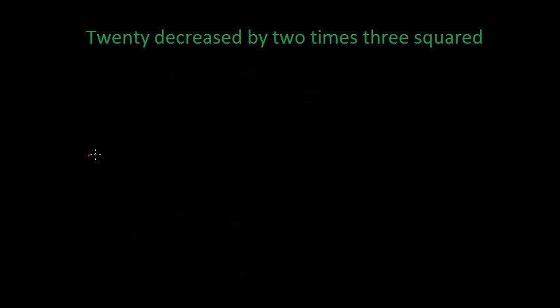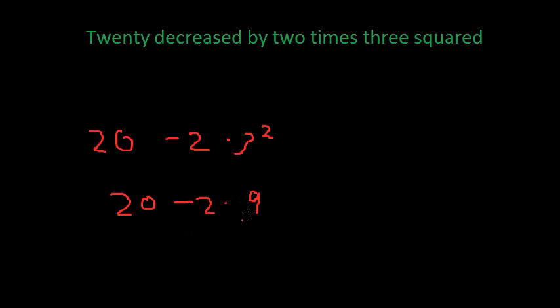Let's try writing the expression for a phrase again. Here, 20 decreased by 2 times 3 squared. We'll go ahead and evaluate it and do our exponents first. So we have 20 minus 2 times 3 squared, which is 9. Do multiplication next. 20 minus 2 times 9 is 18. So 20 minus 18, 2. And that is our final answer.